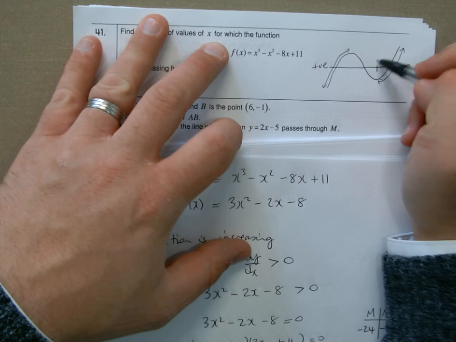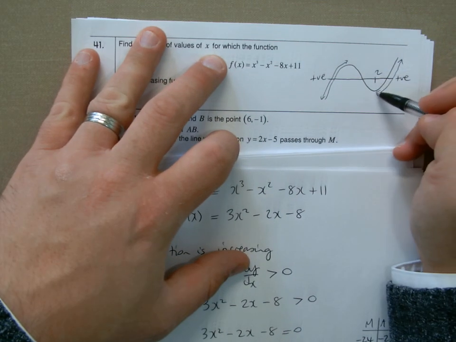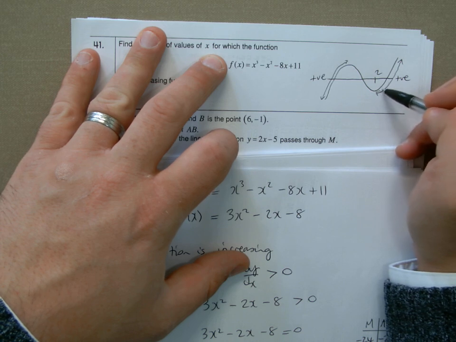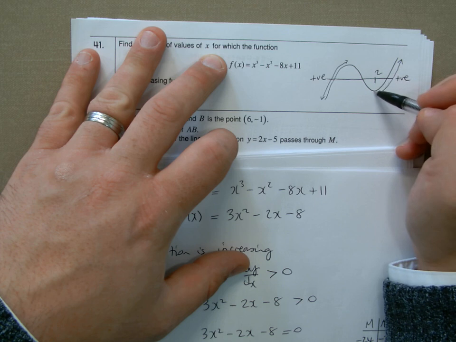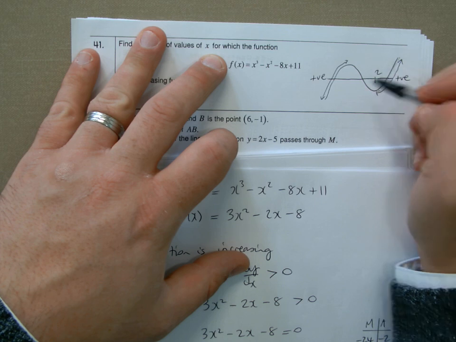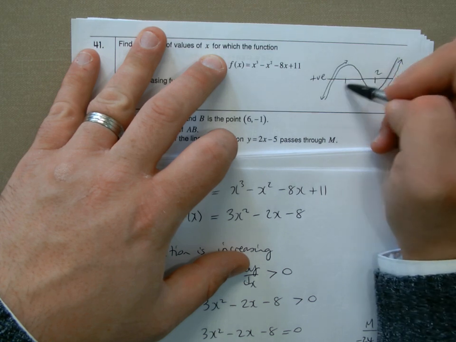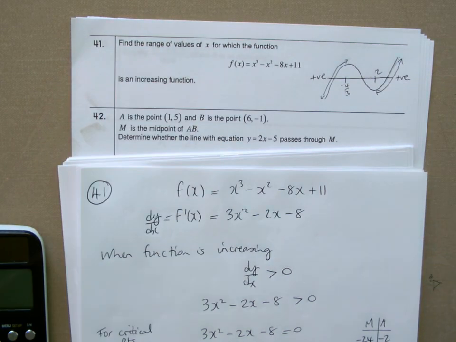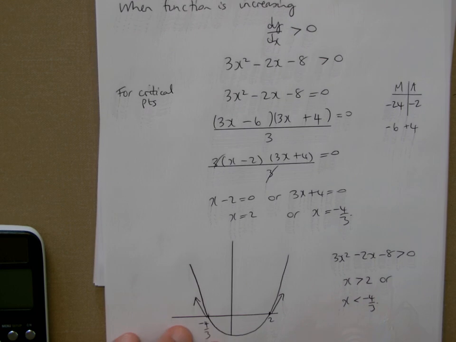So suppose that would be 2 here, then x is going to be greater than 2. It can't equal 2, because that 2 is where the stationary point will be. So greater than 2, it'll be positive, and then that would be maybe minus 4 thirds there, so less than minus 4 thirds is where it's also positive. So that's where it's increasing, in those ranges of values there.